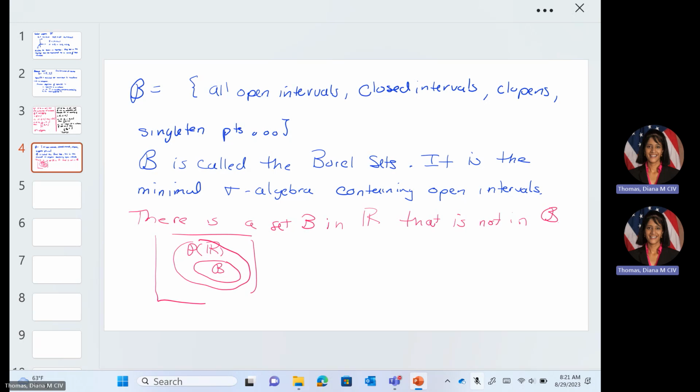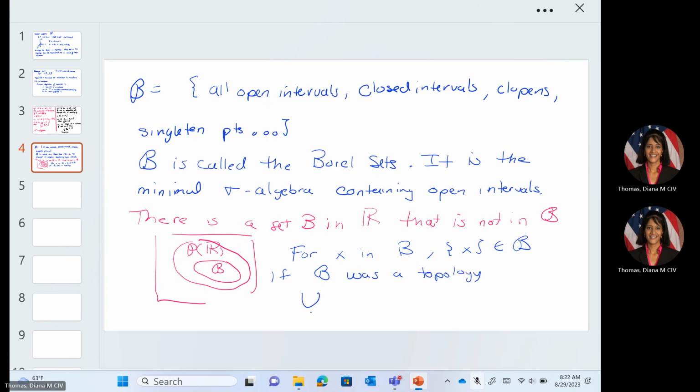All right, so I have this beast that you're going to believe me for. Call it B. But by the definition of topology, the union of all those singletons must also be in B. Boom. But it's not. So a sigma algebra is not a topology in both directions.